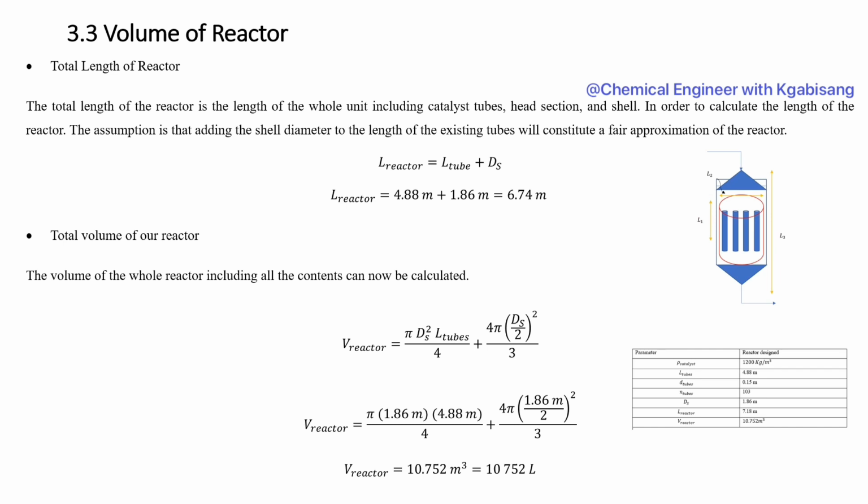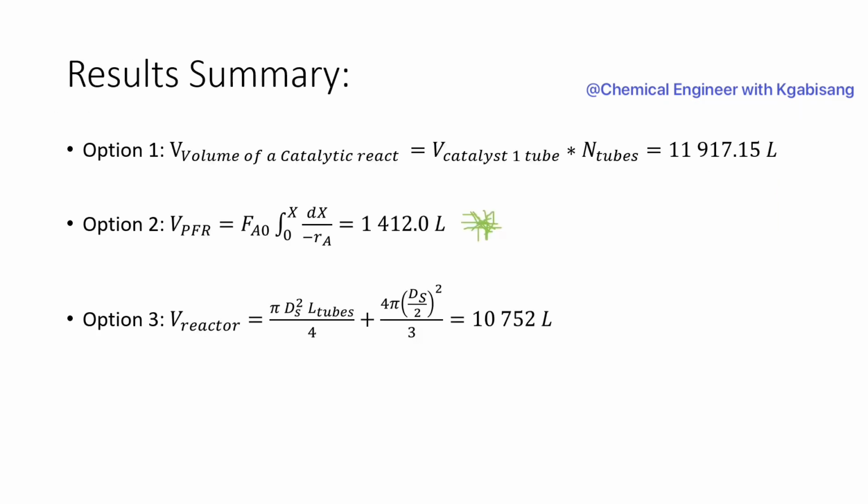For the volume of our reactor, we are first going to get the total length of the reactor, which is approximately found by adding the length of the tubes and the diameter of the shell. If you add everything together, you get 6.74 meters. We can therefore now calculate the volume of our reactor. If we substitute everything, you should get at least 10,752 liters.